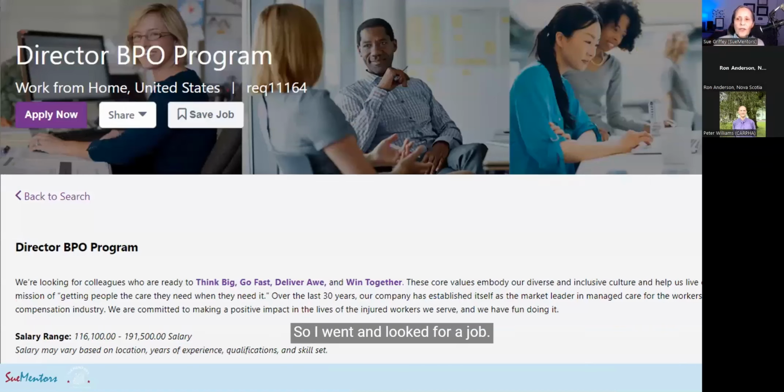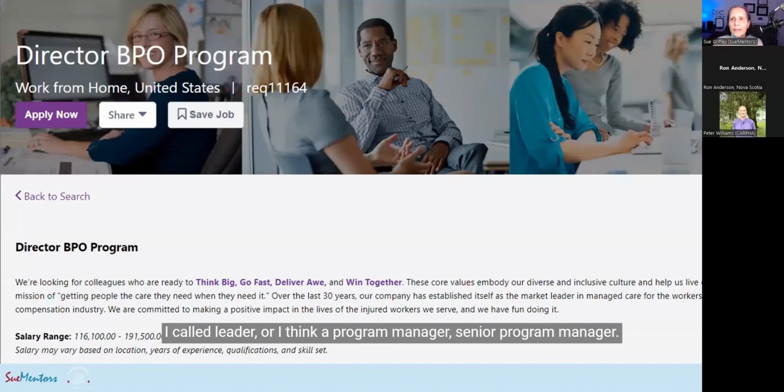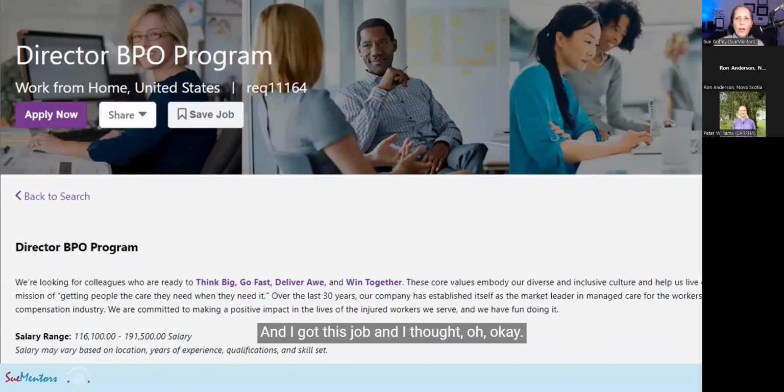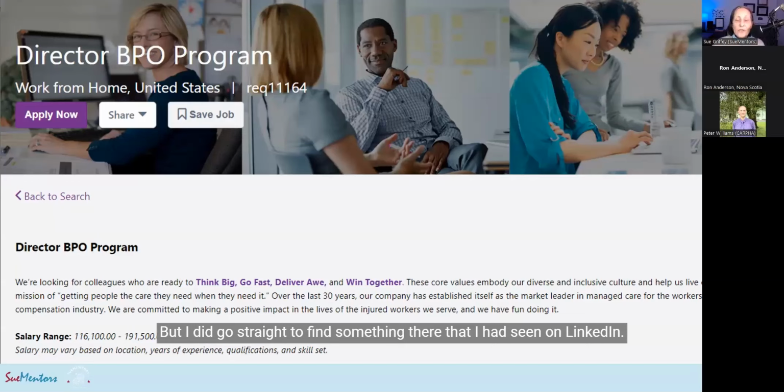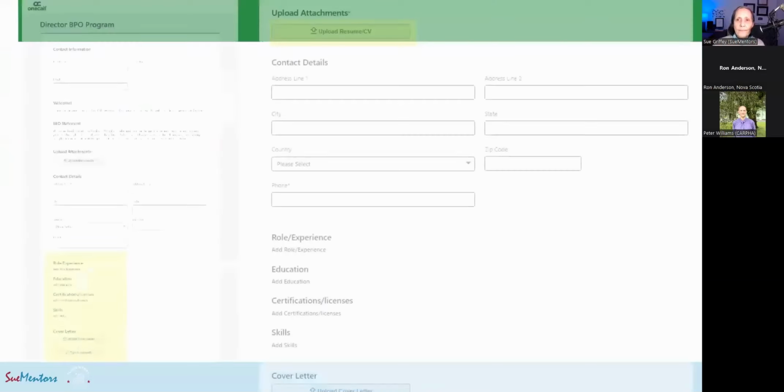So I went and looked for a job. I chose to look for a job I called leader, or I think program manager, senior program manager. And I got this job and I thought, oh, okay. Had a ton of different requirements with it. Big salary range, big differential, and they may target you by where you live. But I did go straight to find something there that I had seen on LinkedIn.